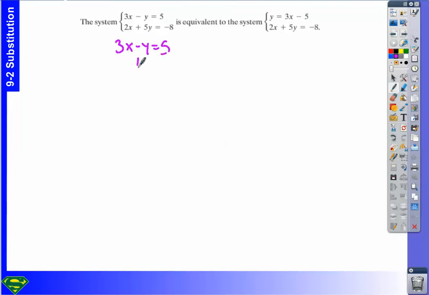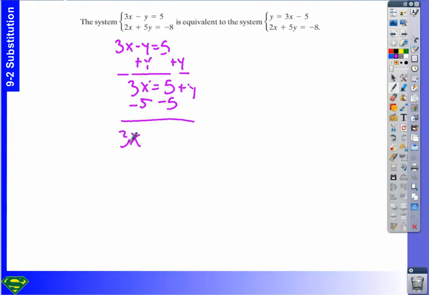First thing I'm going to do is add y to both sides of the equal sign. So I get 3x is equal to 5 plus y, subtract 5, and then I get 3x minus 5 is equal to y. And then you could have just told me, hey, wake up, folks, it's right there. You're right. But I just wanted to show you how we converted it.